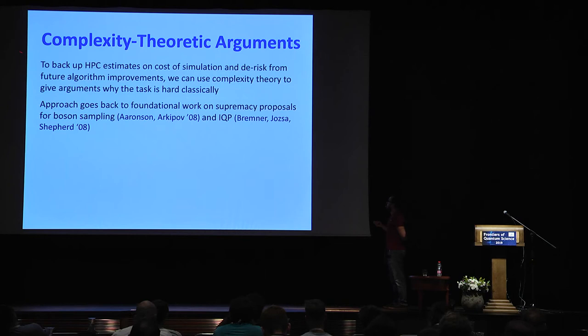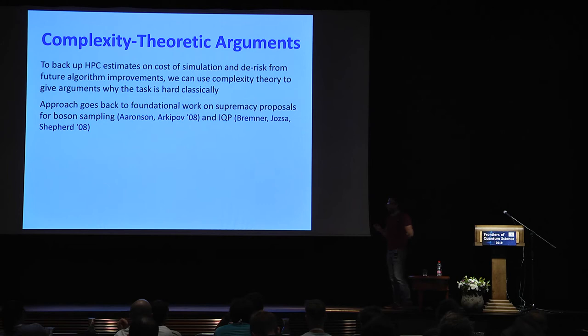Okay, so we want to back up these high performance computing estimates on the cost of simulation. And we want to de-risk from future algorithmic improvements, because I just showed you that in some case, which is not relevant for the future supremacy experiment, we can actually get better algorithms. So how can we do that?